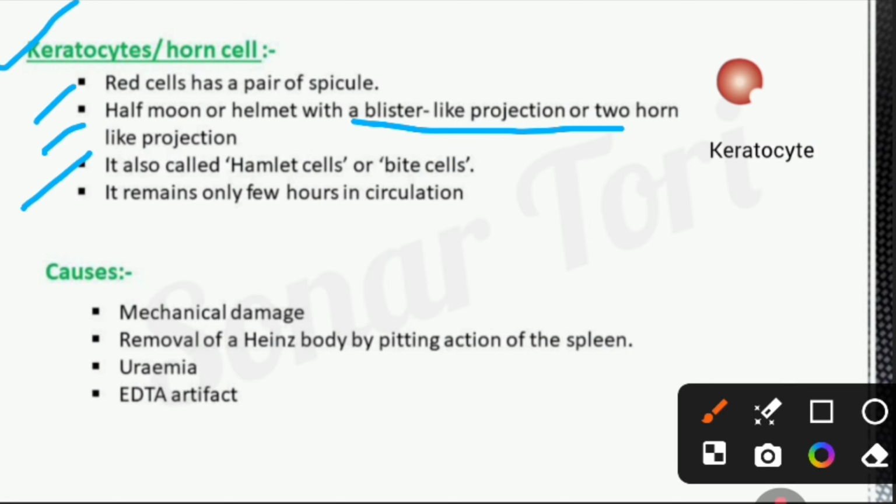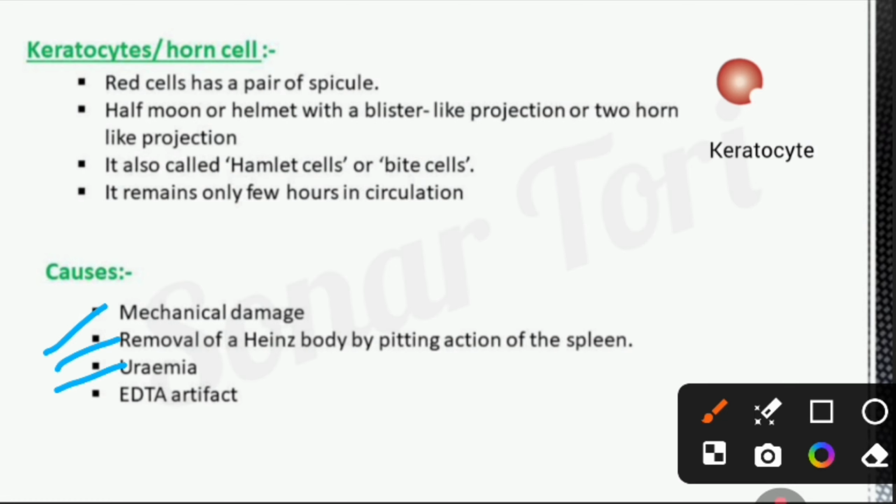Then the causes of horn cells or keratocytes. The causes of the formation of keratocytes are mechanical damage, removal of Heinz bodies by the pitting action of the spleen, uremia, or any EDTA artifacts.